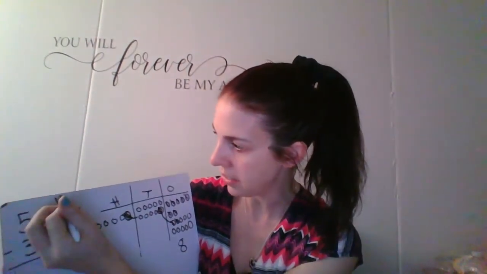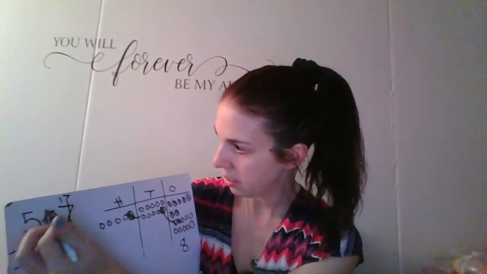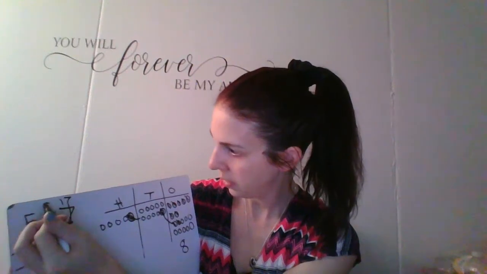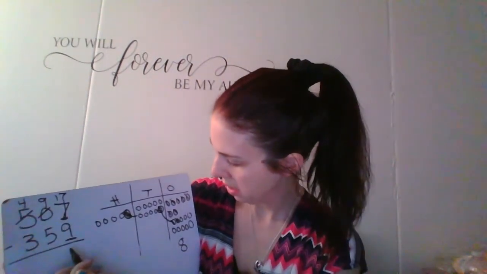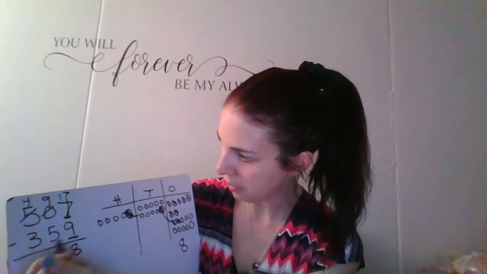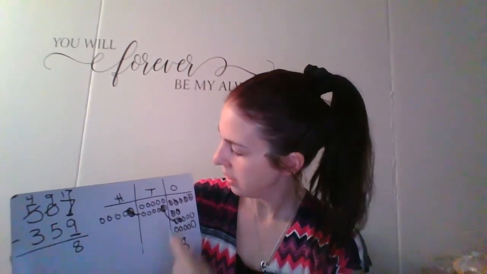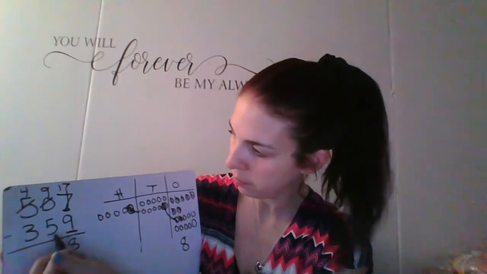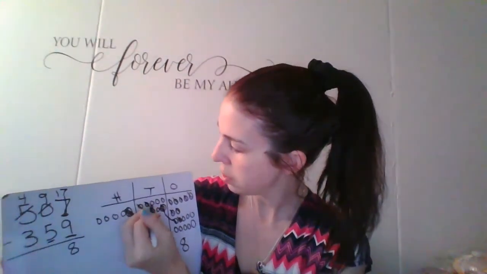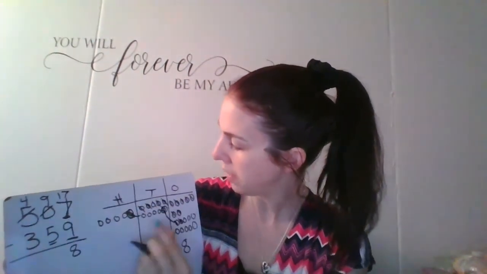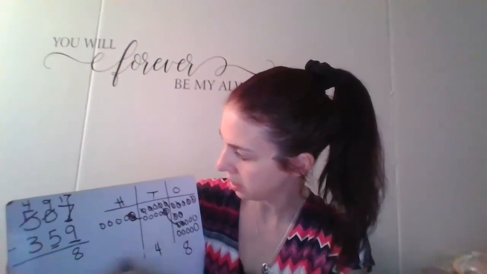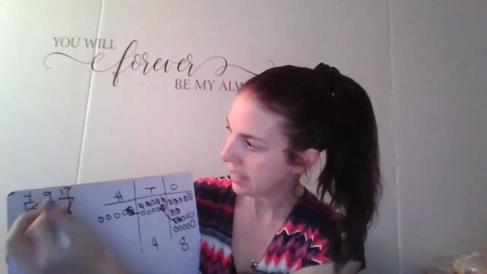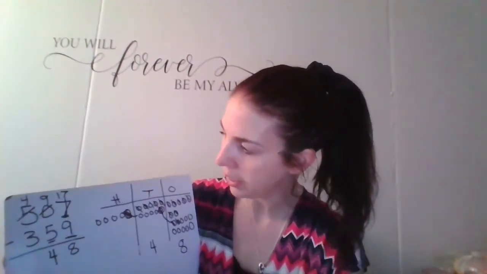Okay, so we had 17. We had 9 and 4. And 17 minus 9 equals 8. Now we have 9 tens, so we're going to take away 5 of them. 1, 2, 3, 4, 5. How many tens are left? 1, 2, 3, 4. 9 minus 5 equals 4.